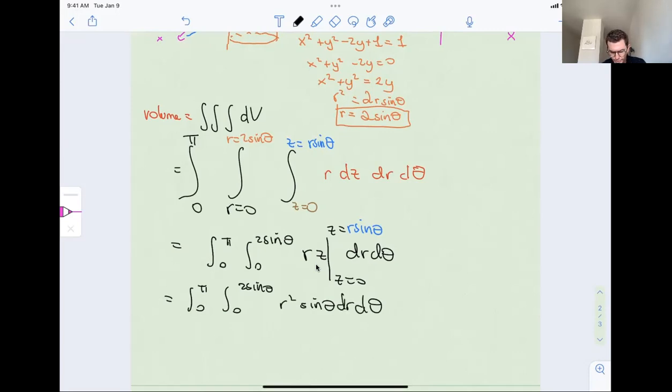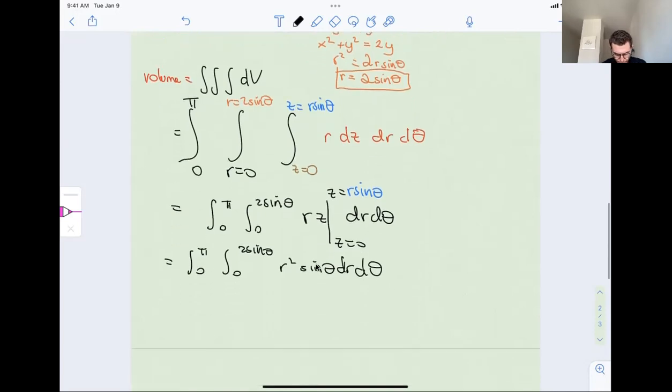And now we integrate this with respect to r. So you get the integral from 0 to pi of r cubed over 3, evaluated from r equals 0 to r equals 2 sine of theta, times sine of theta, right? Because sine of theta was a constant.